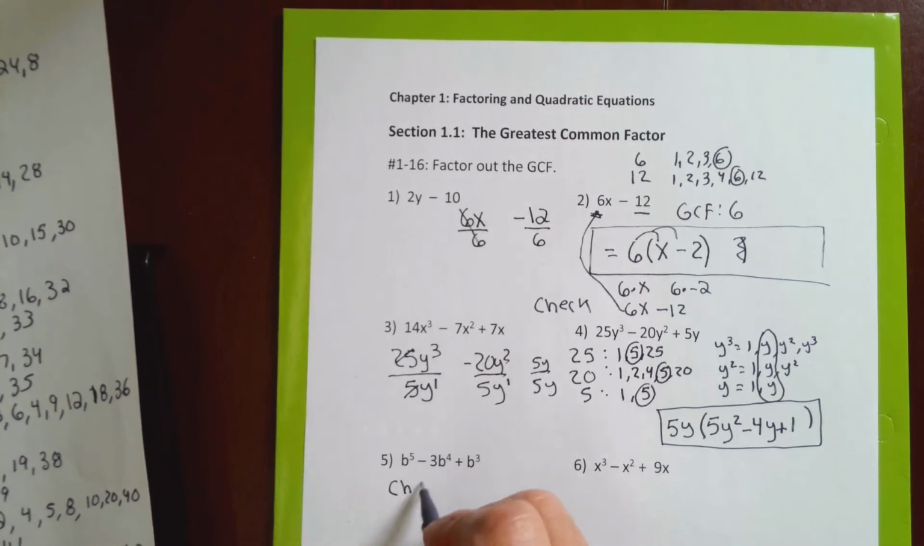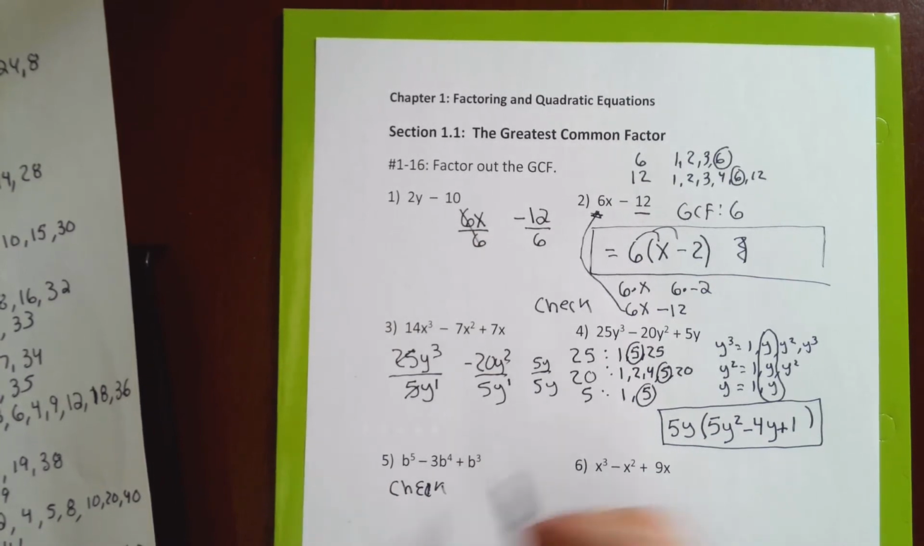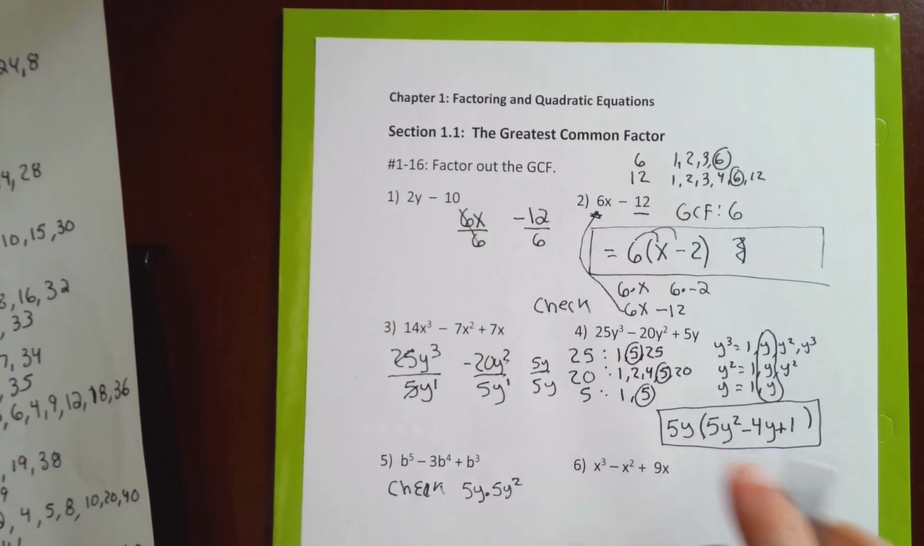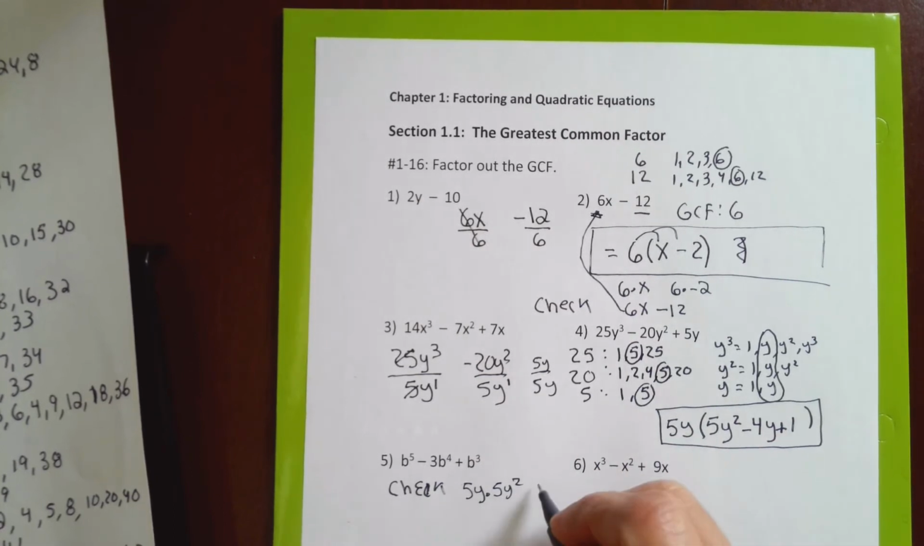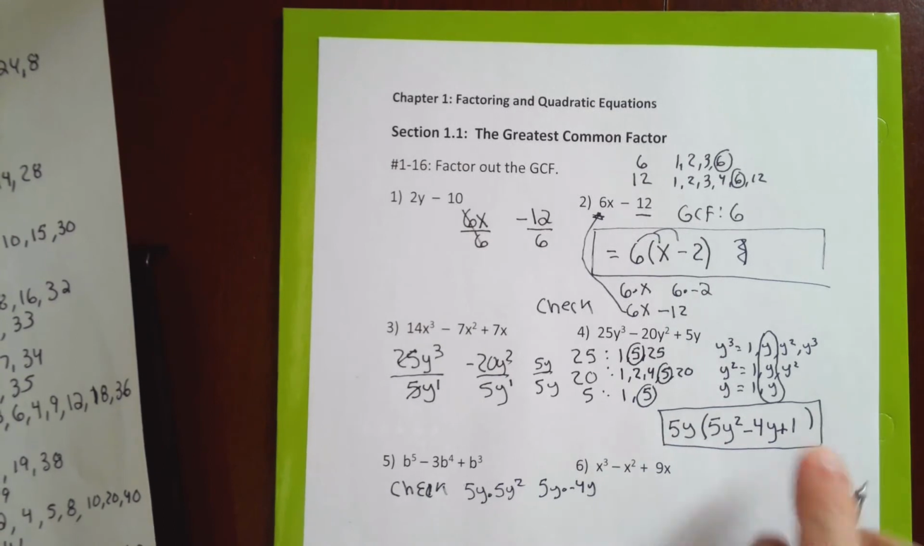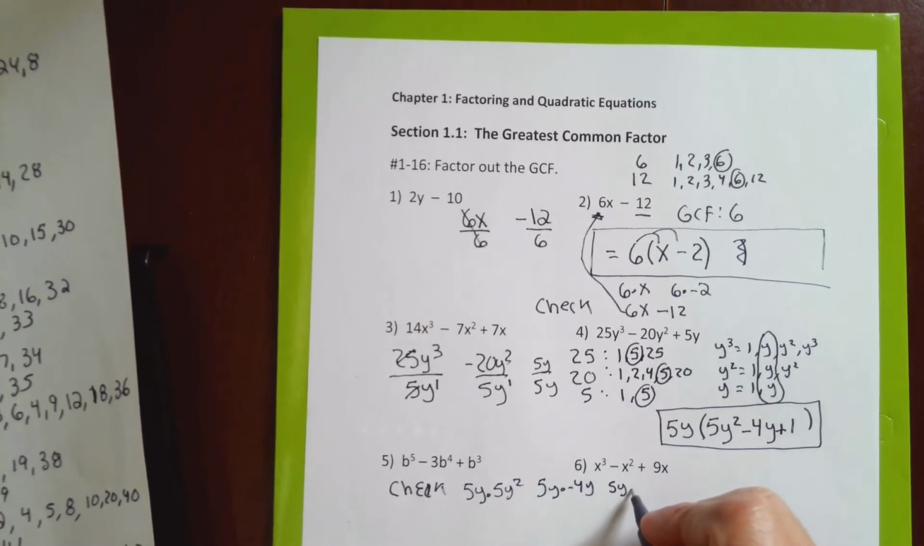To check, I'm going to clear the parentheses that I just created. I'm going to go 5y times 5y squared, and then 5y times minus 4y, and then 5y times positive 1.